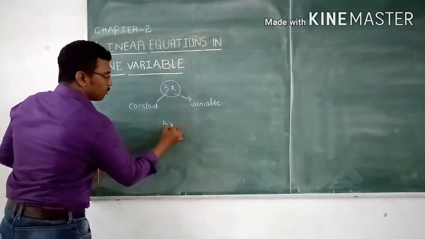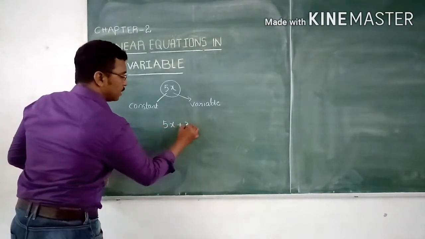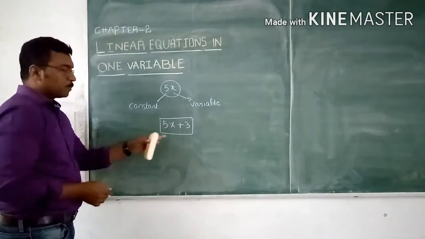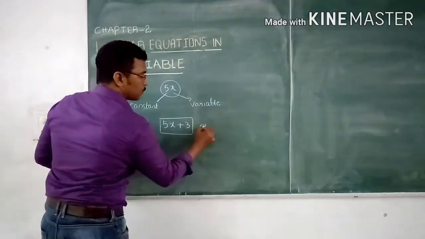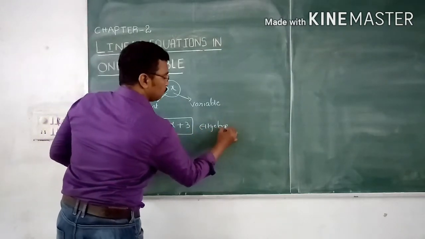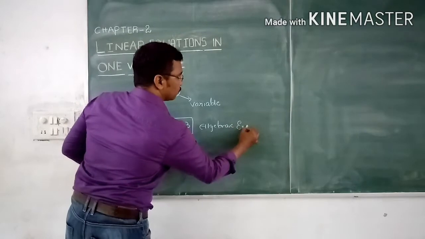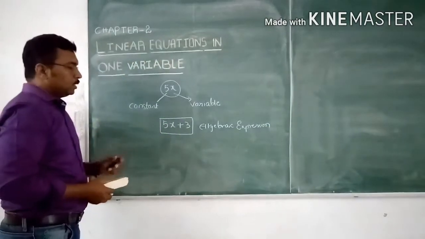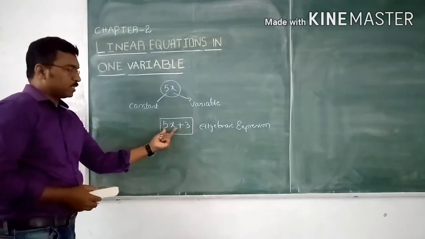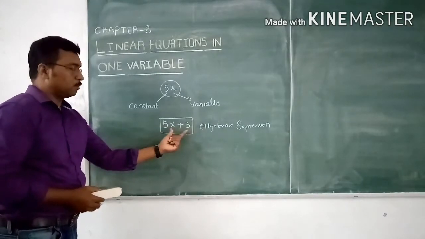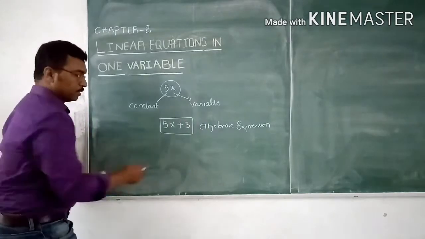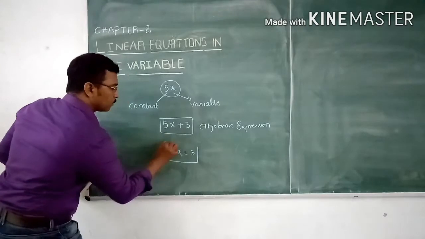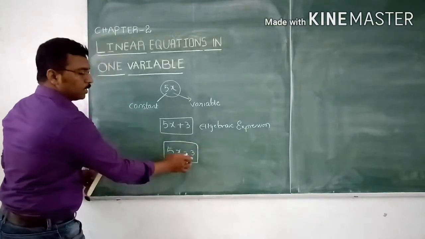Next, if we see 5x plus 3, what about this 5x plus 3? 5x plus 3 is an algebraic expression, the sum of two terms. 5x is a term and 3 is also a term. The sum of two terms is an algebraic expression. Now, 5x is equal to 3.